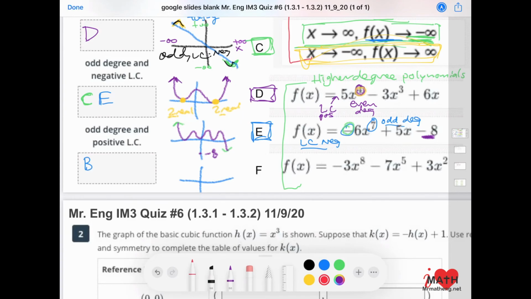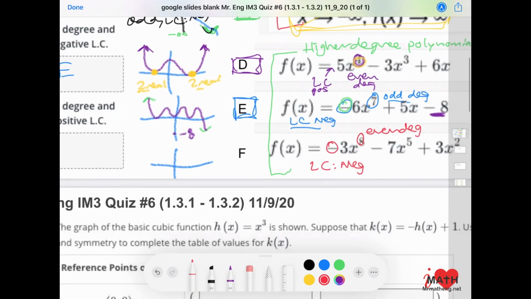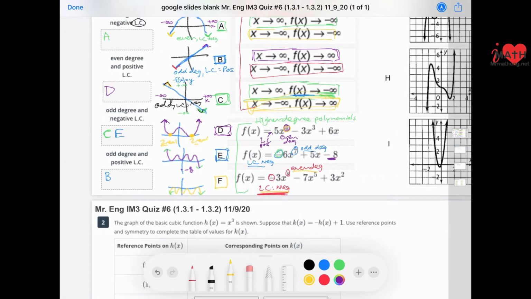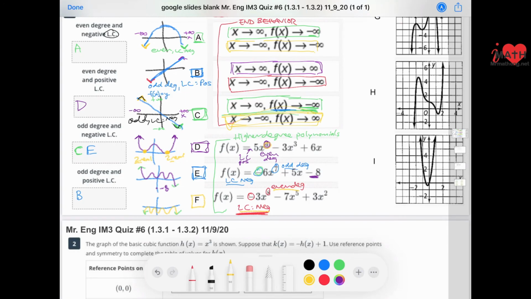All right, let's go through this one. Even degree, negative leading coefficient, so evens are normally like this, but because it is negative, it's going to go down. And we can erase these. And then if you want to draw a graph, 1, 2, 3, 4, 5, 6, 7, 8. That's what my graph would look like. So F would be, again, negative and even. That would be up here, F.